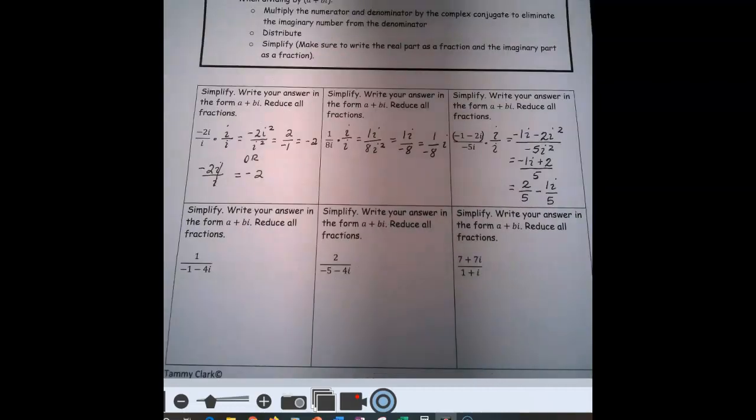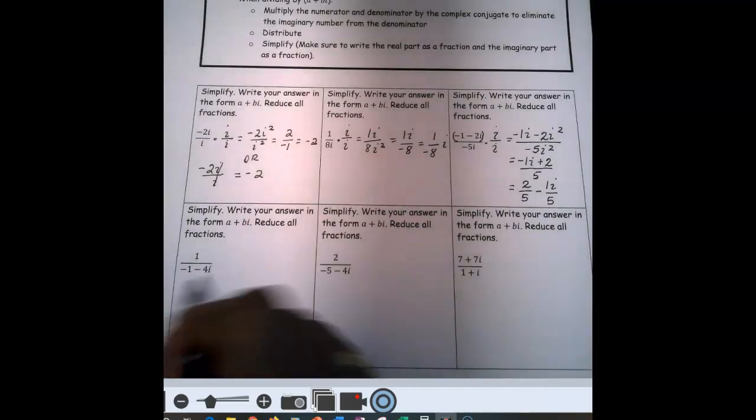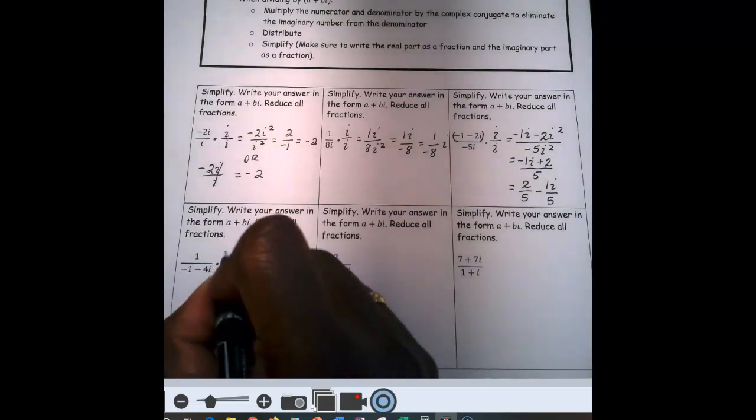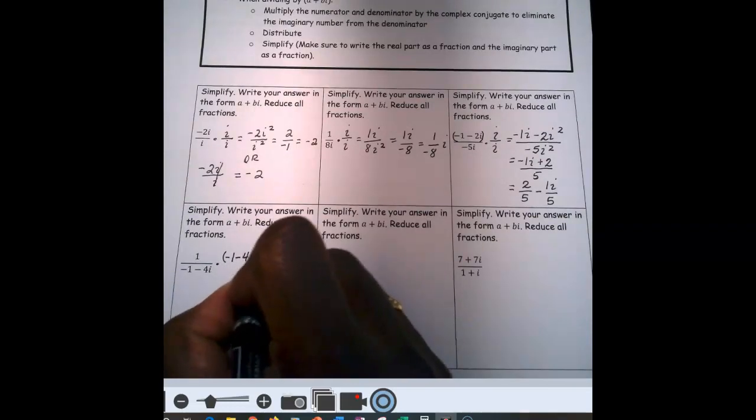All right, let's move on. So this time we've got 1 divided by -1 minus 4i. So we're going to multiply by -1 minus 4i.